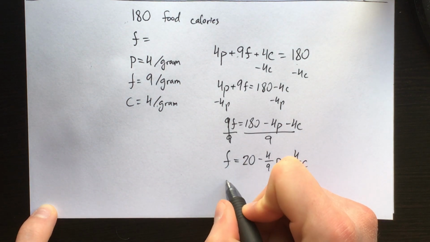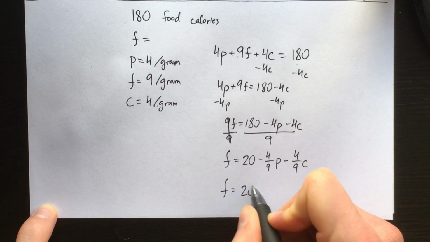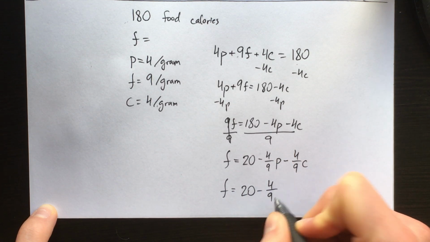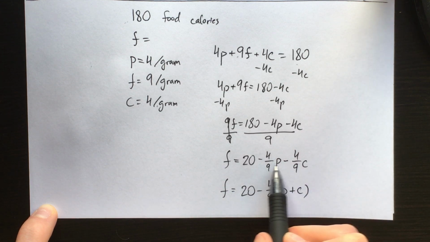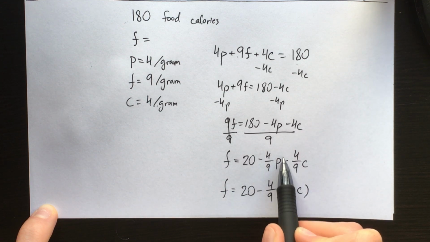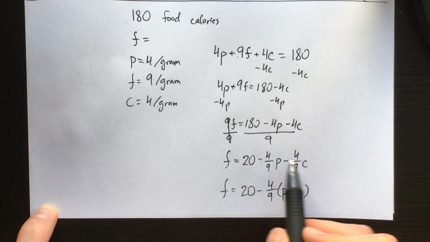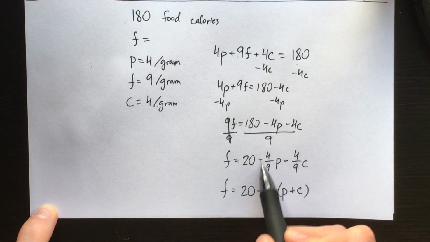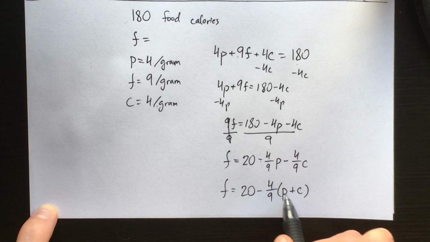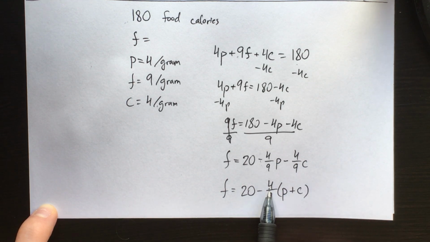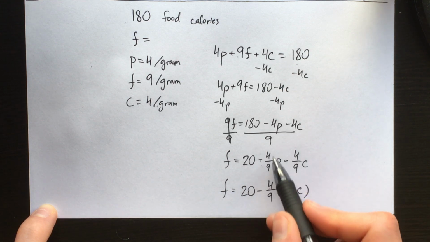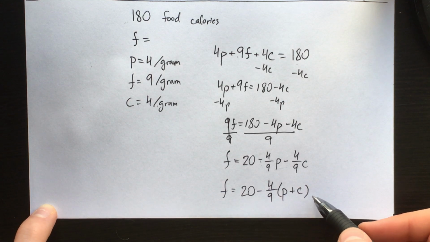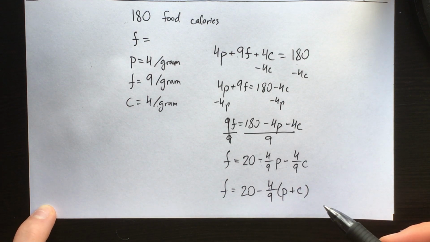So what I mean by that is you'll just get F is equal to 20 minus 4/9, but then P plus C. So I basically just factored negative 4/9 out of both of these terms. That's like dividing these two terms by negative 4/9. So that makes this term positive, so just positive P plus C. And you just put it on the outside right here. And you'll notice, again, if you distribute this through, you'll get this back. So this is a correct factoring out of negative 4/9. And we see that that is answer choice B.